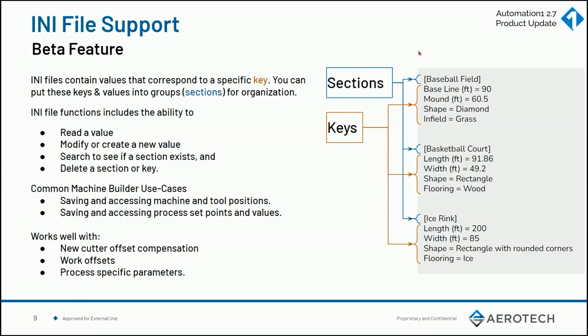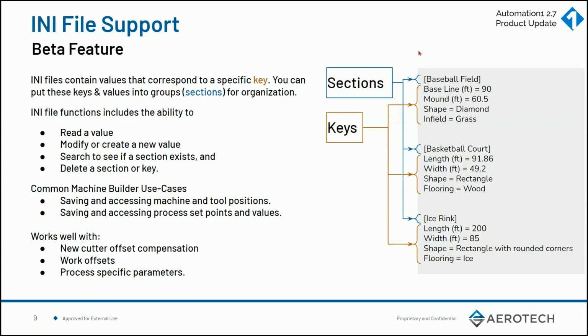Common machine builder use cases for INI files include saving and accessing machine and tool positions. So sometimes you might have a machine with several tools. You might have a machine with several different fixturings and things such as that you want to save the positions of things for later use in programs.